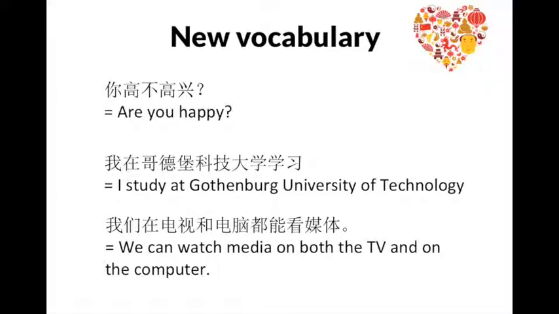Fifth sentence. 我在哥德堡科技大学学习. So I, location at, 哥德堡, Gothenburg, 科技, technology. This is the addition from the previous version of this sentence that we learned. 大学, university, 学习, study. So I at Gothenburg Technological University study. I study at Gothenburg University of Technology, which we know doesn't exist, but we can say that when we're referring to Chalmers.